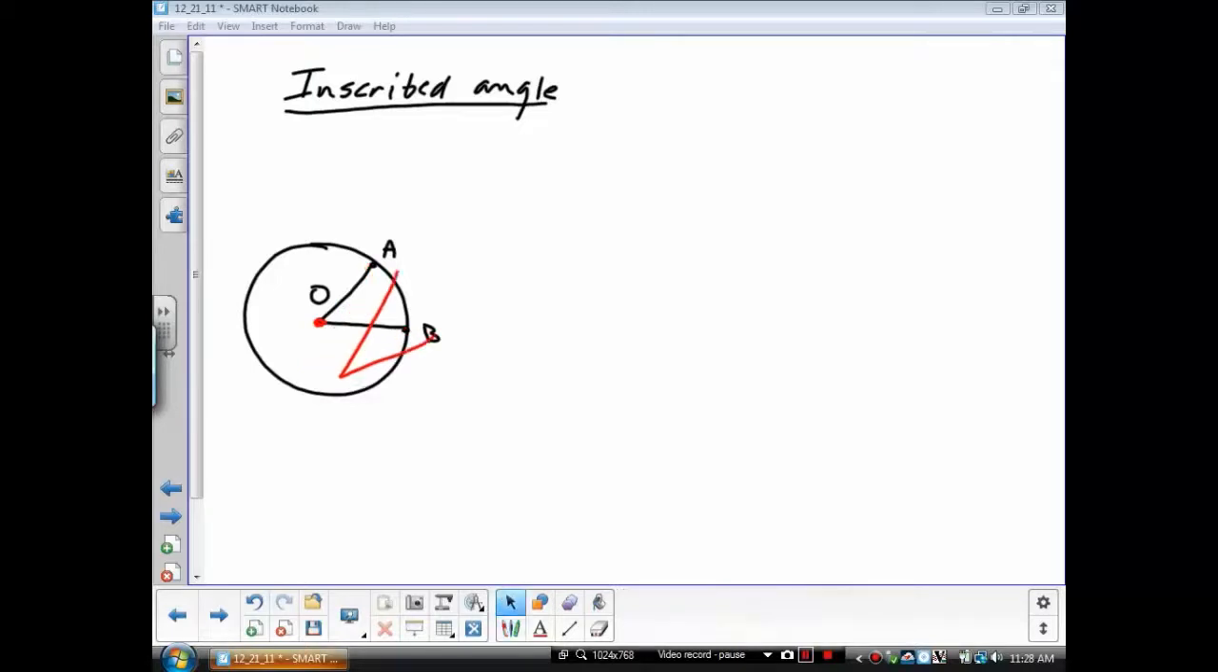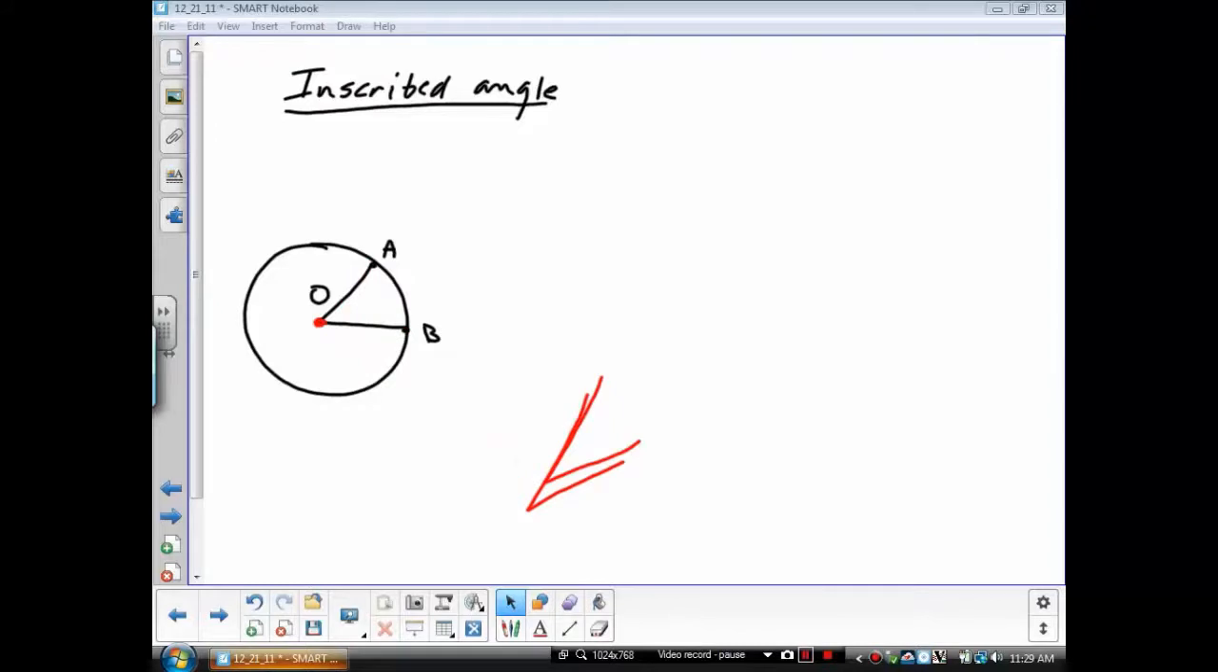Now let me say again what the word inscribed means. Listen this time. It is an angle formed by two chords whose vertex is on the circle. So, is this then an inscribed angle? Yes. Why not? Because the vertex is not on the circle.